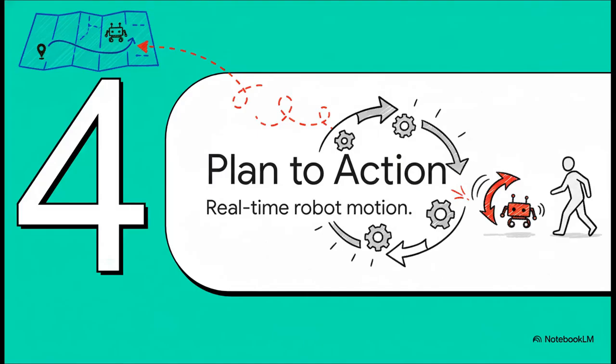Okay, so we have this beautiful, perfect line on a map. Great, but how does that actually turn into wheels turning and motors spinning? This is where we shift gears from global planning, which is the overall route, to local planning, which handles the immediate, real-time movements and avoids that person who just stepped right in front of you.